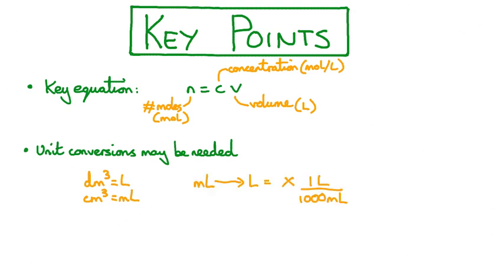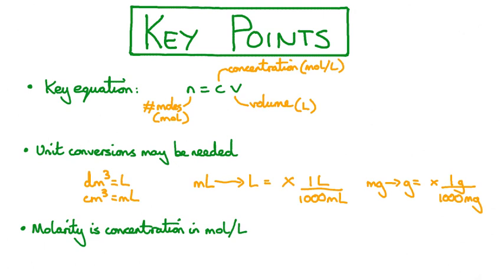To convert millilitres into litres, we multiply by 1 litre per 1,000 millilitres. Similarly, to convert milligrams into grams, we multiply by 1 gram per 1,000 milligrams. Molarity means the concentration in moles per litre, where moles per litre can also be written as a capital M, standing for molar.